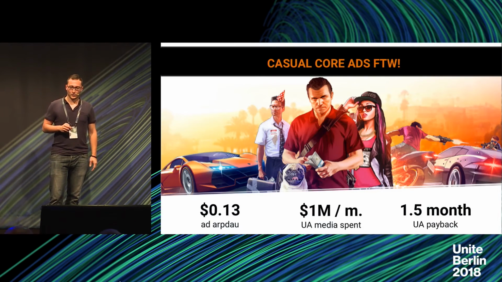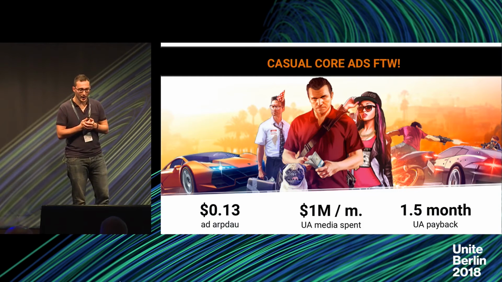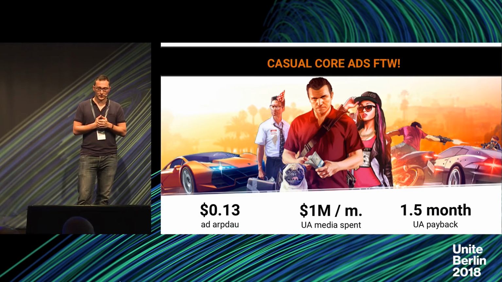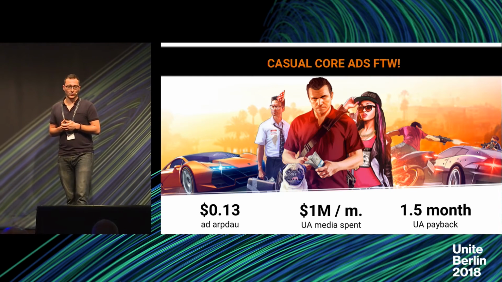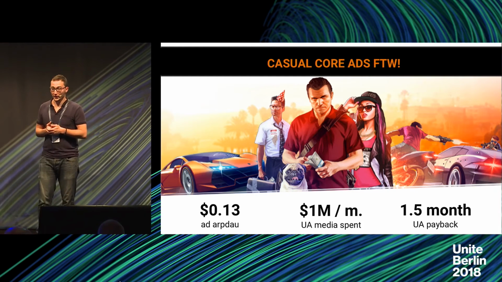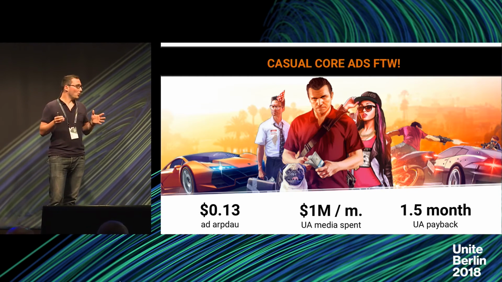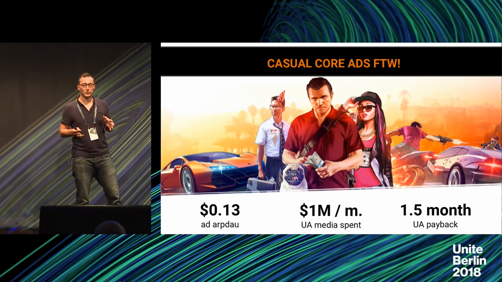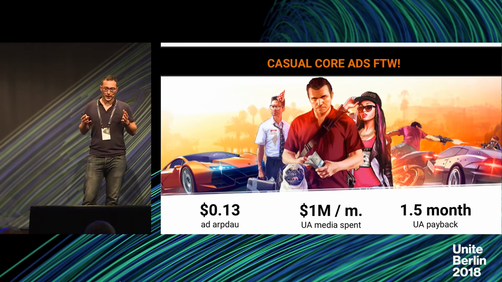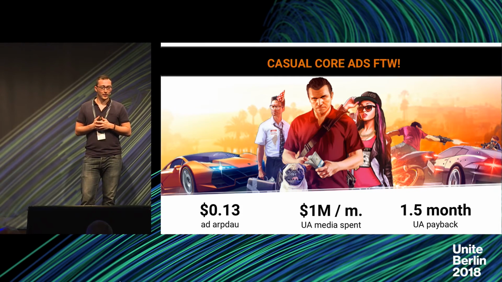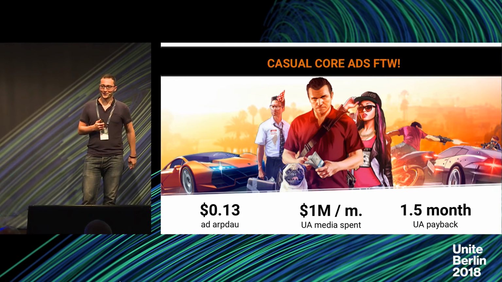And all this brings us to where we are today with Fastlane. We have an ad ARPDAU of 13 cents. That's only on ads, and that's in the US. We have a much more simplified ad stack with only one SDK that we have to maintain. We understand better our ad LTV at a user level, and all that allows us to spend $1 million in user acquisition per month and be profitable under 2 months. So that's where we are. I will now welcome Steven for the in-app purchase promo.